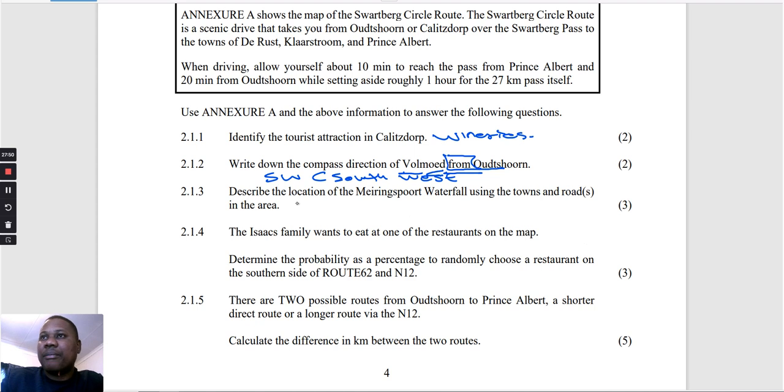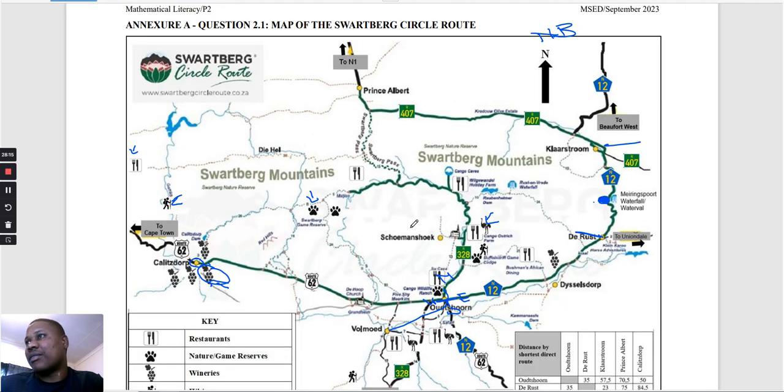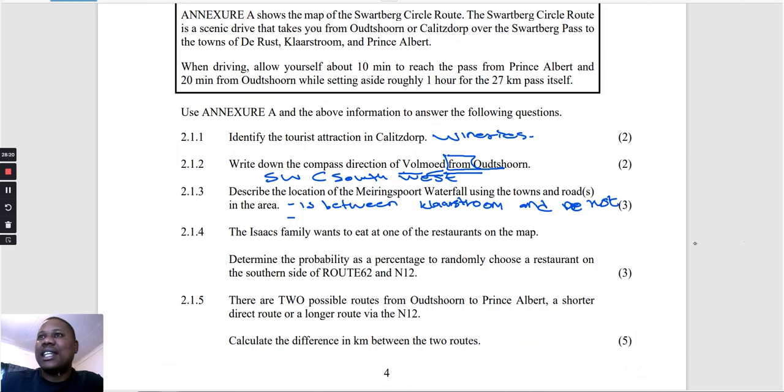So we can say it is between classroom and Dirast, like this. Okay, that was the first definition of the location. And then now let's check another thing. Let's check the roads. Which roads will you use? It's along N12. Therefore we can say along N12.